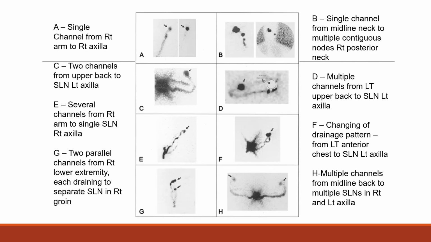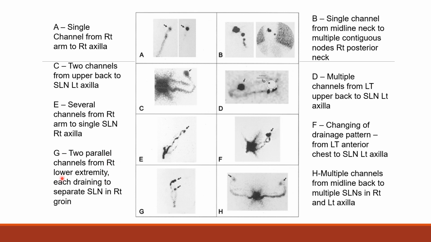These are some images of the melanomas. So with A, this is showing a single channel from the right arm to the right axilla. With C, I'm just going down the first row here. C, you see two channels in the upper back that go to the left axilla. And these are the channels here. Boom, boom. This is the injection site. Here's the one where it's an A. E, you have several channels. So boom, boom, boom, leading to the sentinel node.